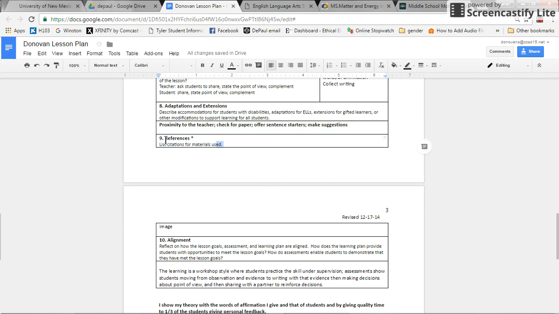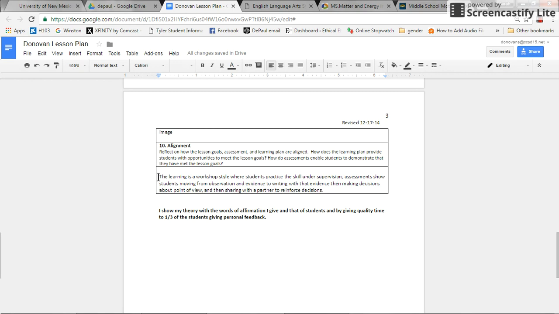The references, where you're getting your materials from. And then this is sort of an alignment, kind of thinking about how it all fits together. How do the assessments help students demonstrate their learning? And then this last part here is just thinking about how the theory that you're talking about today is going to manifest or inform the way that you facilitate your lesson.